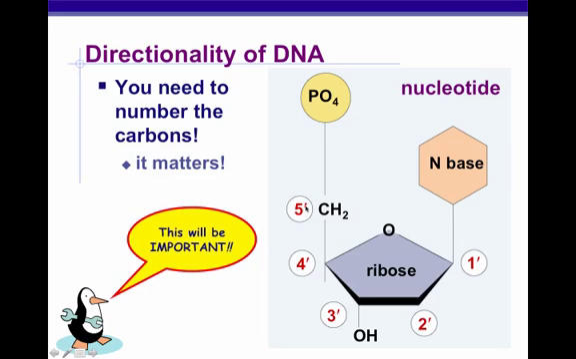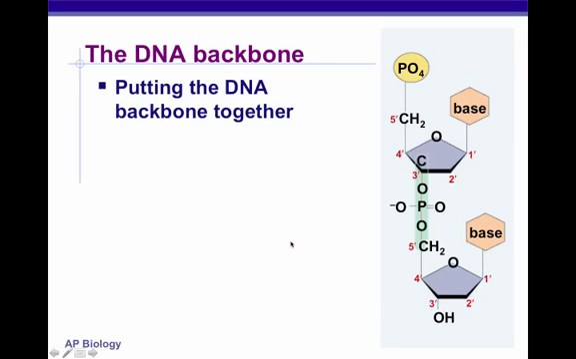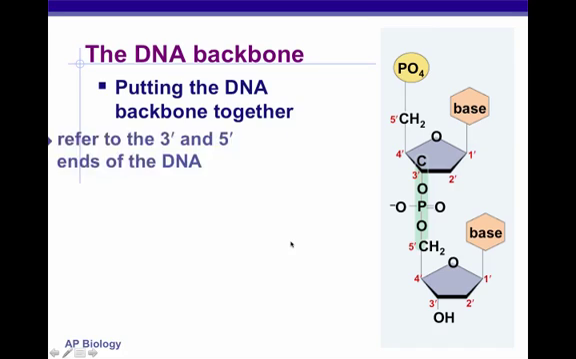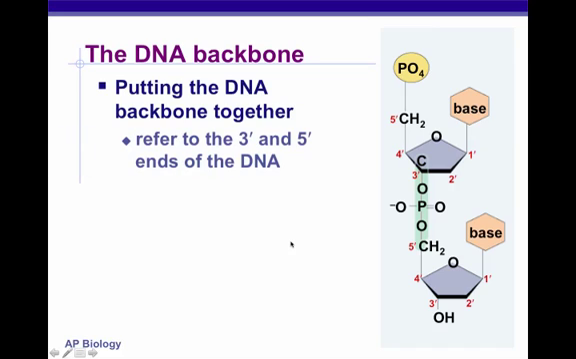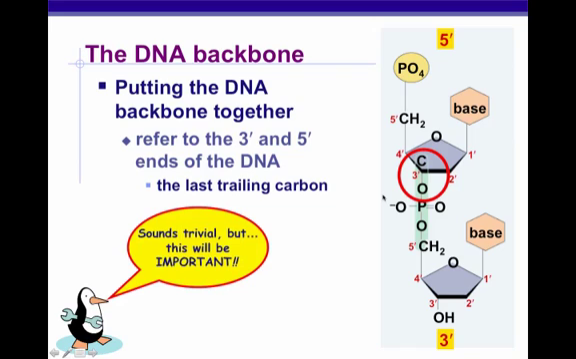So where you're going to see it's going to be 5' to 3'. So putting the DNA backbone together, refer to the 3' and the 5' ends of the DNA. The last trailing carbon down here at the end. So here's the 5' up top, and then the 3' will be down here. So here you have the phosphate. This oxygen is bound, so what's happening is the hydroxyl group that was here, you ended up with some water that was leaving, okay? So, again, this sounds trivial, but you'll see why this is so important in a second.